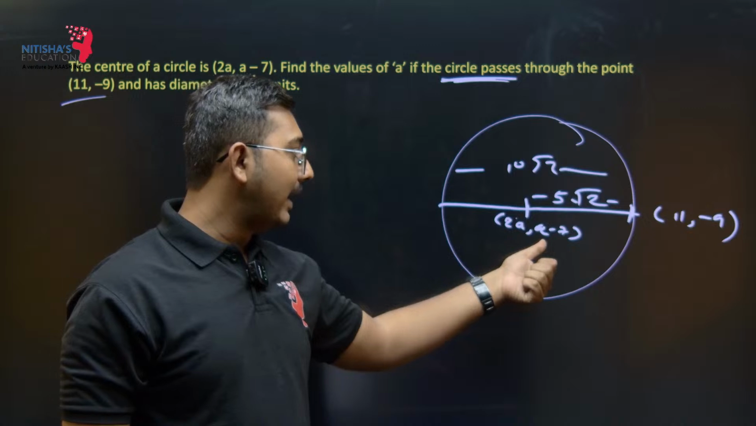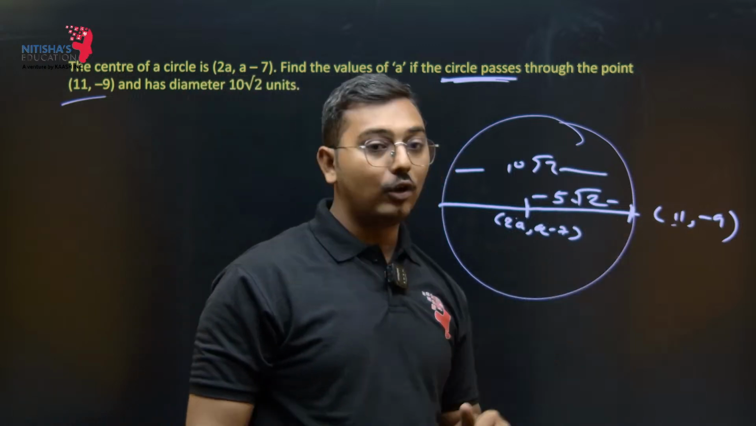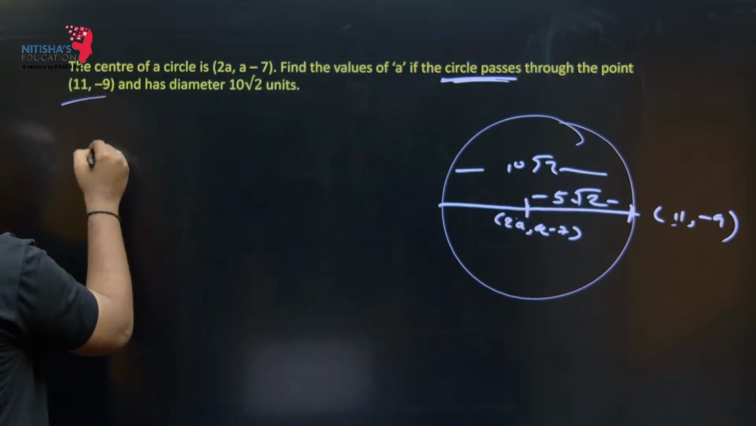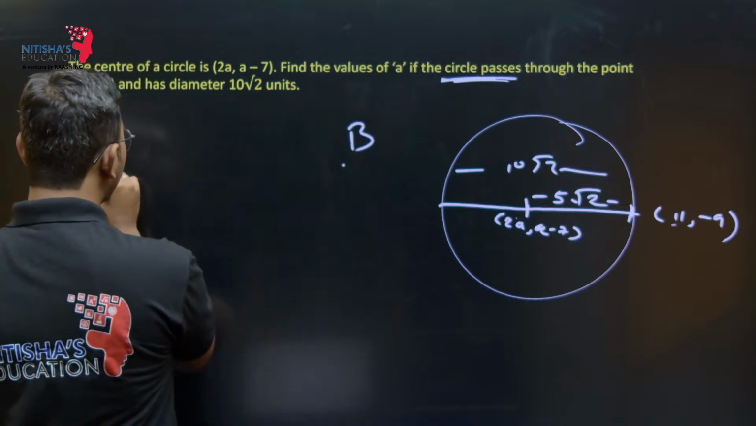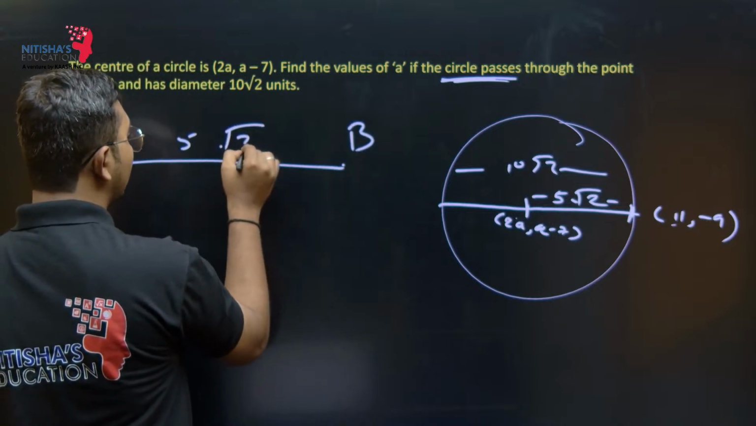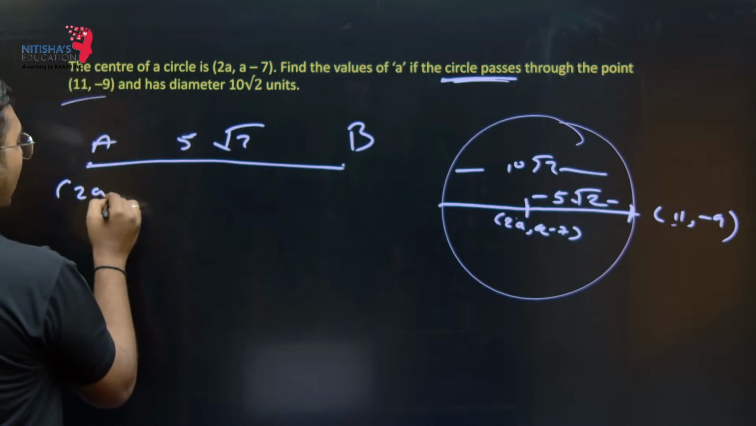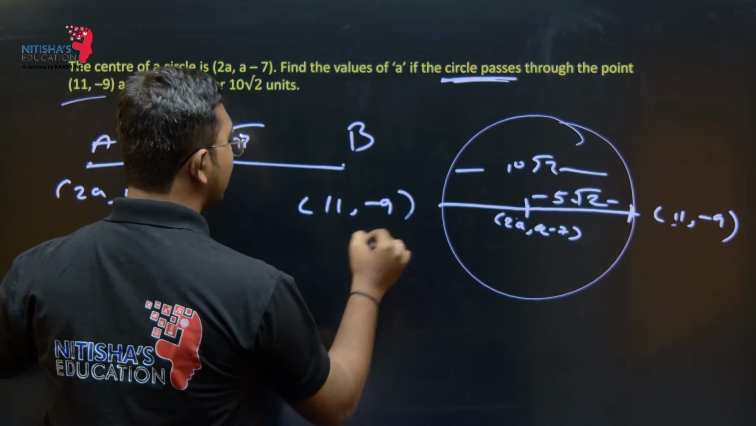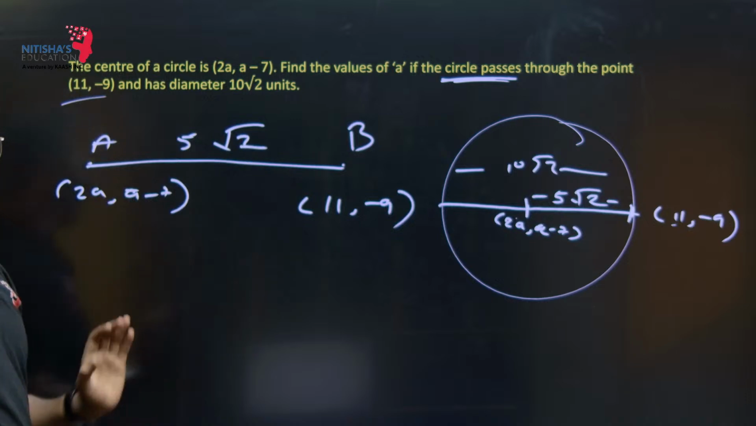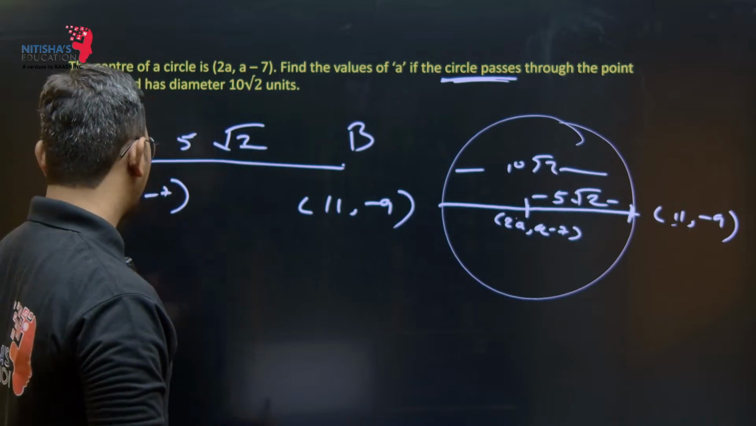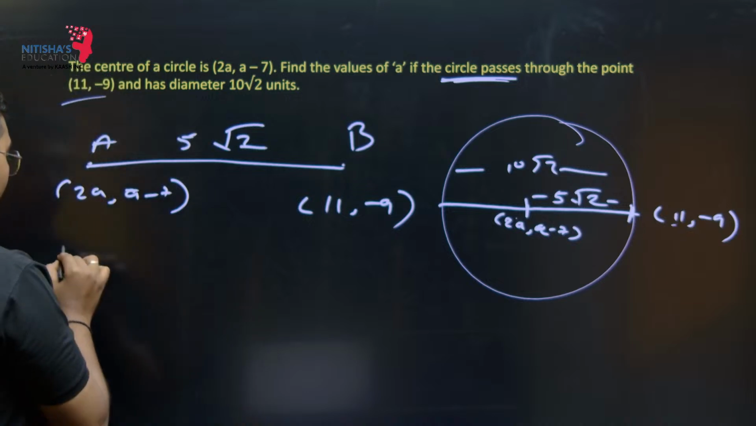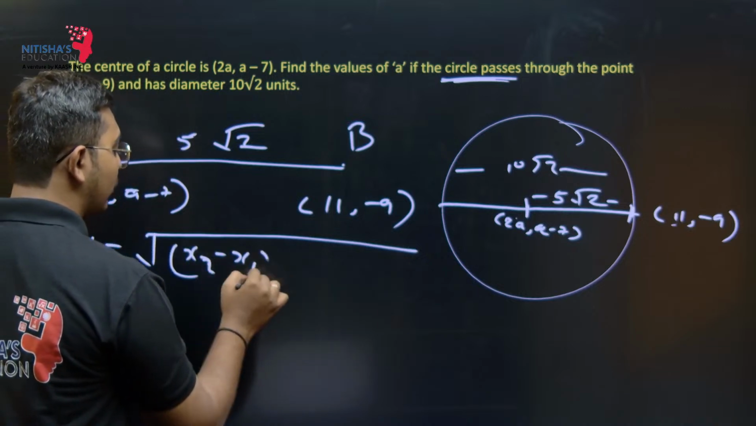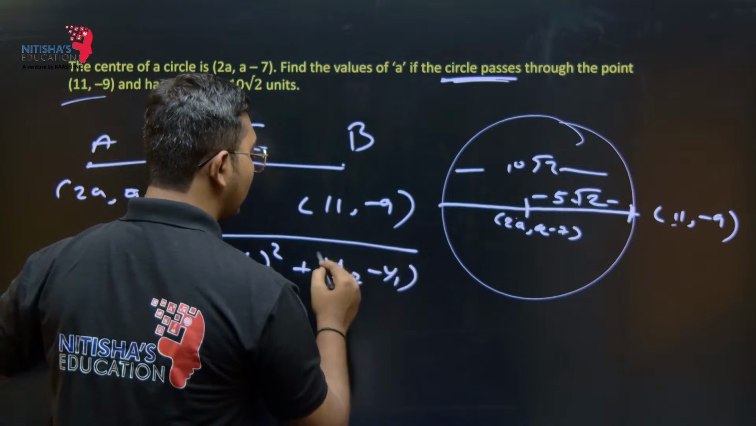The center is 2a comma a minus 7 and the point is 11 comma minus 9. If you observe carefully, this point is A, this point is B, and the distance between them is 5 root 2. This is what you are going to find with the help of the distance formula. Understood? So let us find it. Distance is equal to under root of x2 minus x1 whole square plus y2 minus y1 whole square.